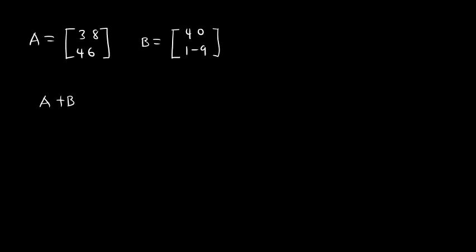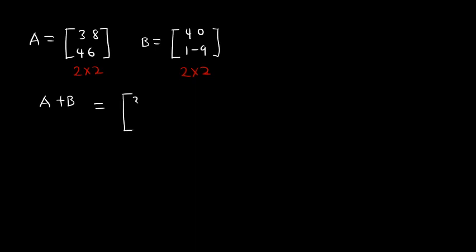To perform this addition, you first of all have to check the dimensions of the two matrices. For matrix A, it is a 2 by 2 matrix, and matrix B is also a 2 by 2 matrix. Since their dimensions are equal, we can go ahead and perform the addition. But if their dimensions were not equal, then we can't perform the addition.